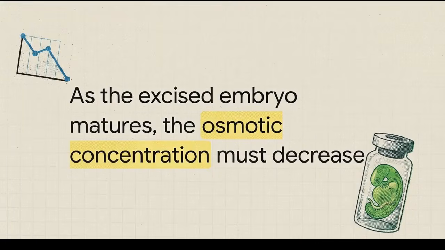But, as you can imagine, keeping these incredibly fragile, immature embryos alive introduces a massive biological hurdle, specifically involving osmotic pressure. There's a strict inverse relationship at play here that has to be managed. As the excised embryo matures and grows, the osmotic concentration of its nutrient medium must systematically decrease.